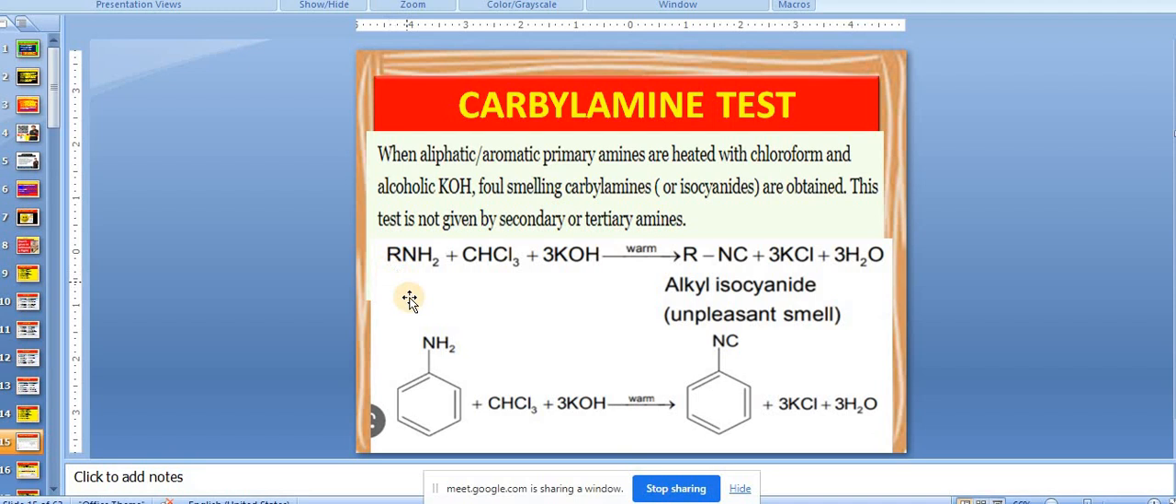So on your screen you can see R and H2. If R you replace with CH3, then the product would be CH3NC. If R you will replace with C2H5, then C2H5NH2 will change into C2H5NC. Similarly, what is the distinguishing feature is that only 1 degree amine is giving this test. And second thing is it is giving bad smell. So that's why this test is used to distinguish between 1 degree amine, 2 or 3. So it means this test only will be given by 1 degree amine. This is the point we need to understand.